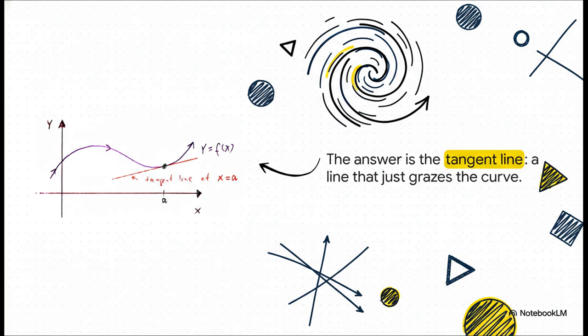Well, the answer is, it's a beautiful idea, really. It's called the tangent line. Picture a line that just kisses the curve at that one exact point, matching its slope perfectly in that single instant. The slope of that line, that's our answer. And that's what a derivative really is deep down. It's a tool for finding the slope of that tangent line.